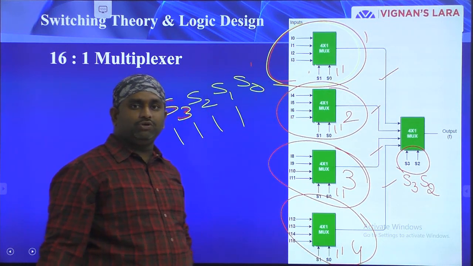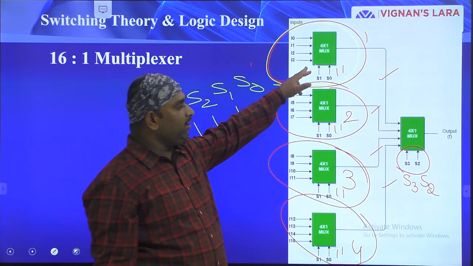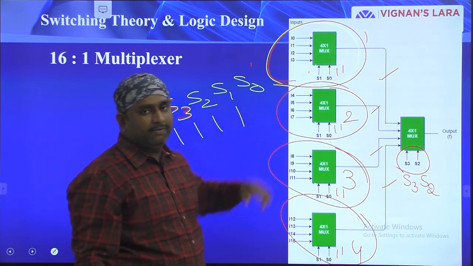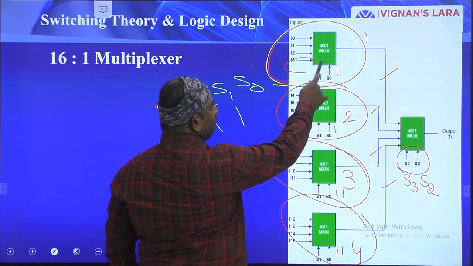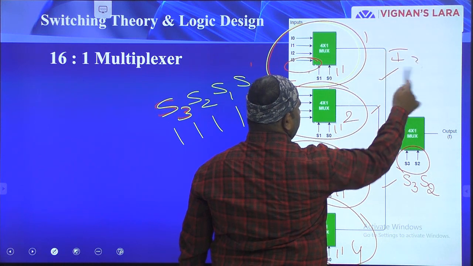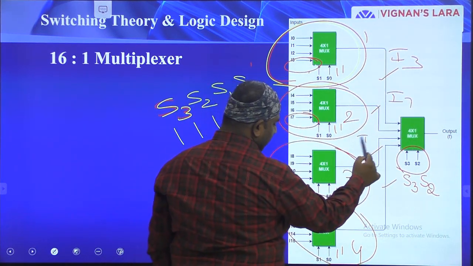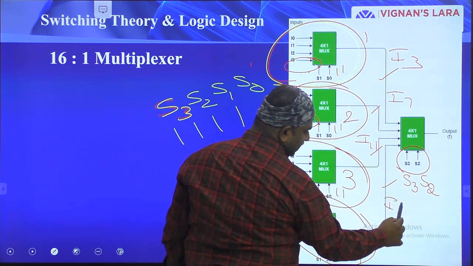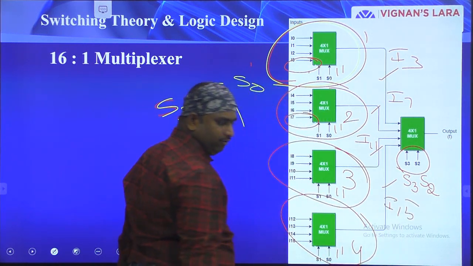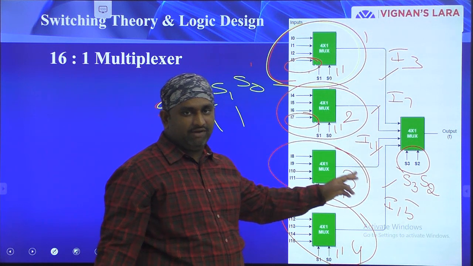The 4 input lines we have shorted here. So for that reason, the 4th signal of each multiplexer will be selected. So here the output is I3, here the output is I7, here the output is I11, and here the output is I15. So 4 input lines are available.